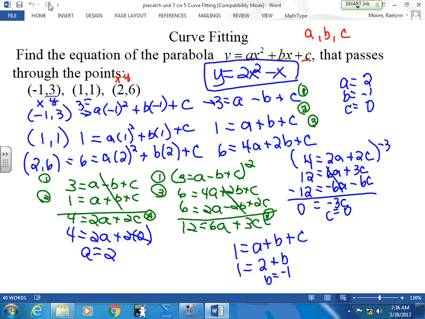You okay with this, guys? Now we're going to do the same thing with the circle.